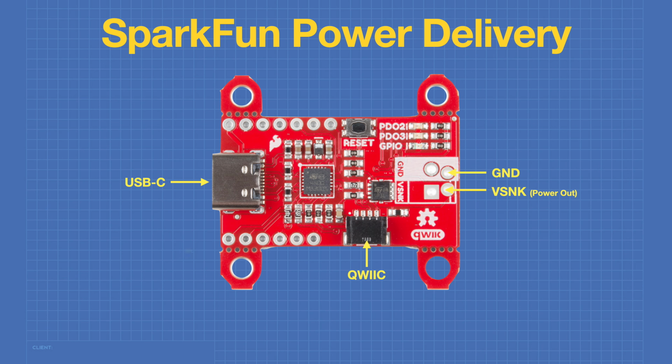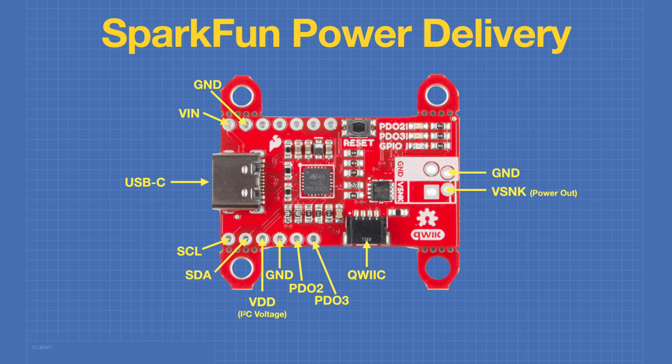Along the bottom of the board, we have the SCL and SDA connections for the I2C bus. VDD is the I2C voltage. This is an optional reference connection and should be between 3 and 5.5 volts. There's a ground connection and 2 outputs for PDO2 and PDO3. These go low when the PDO is active. The VIN pin contains the voltage directly off of the USB-C cable. There's a ground connection and a D- and D+ for the balance line data on the USB-C.